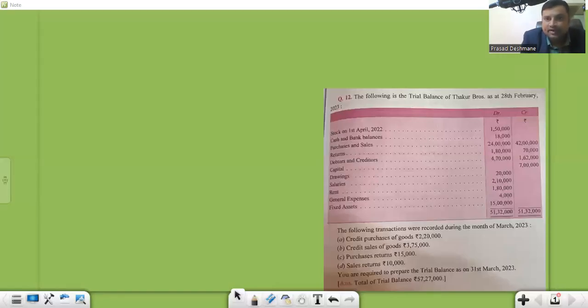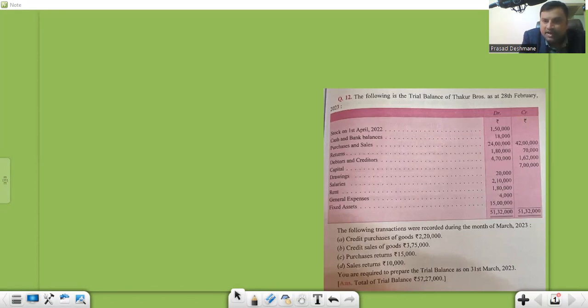This is question number 12. The following trial balance of Thakur Brothers as of 28 February 23. There are some line items given. The trial balance is already prepared by the accountant, but it is not correct, or there are some items which are not recorded in this trial balance. So we have to redraft the trial balance, right?